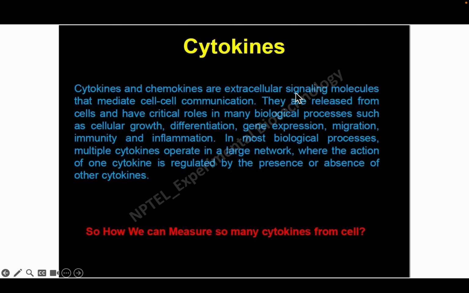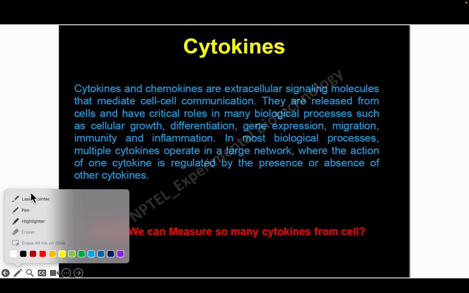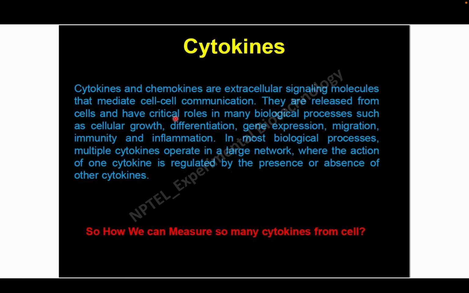So what are cytokines? Cytokines and chemokines are extracellular signaling molecules that mediate cell-cell communication. They are released from the cells and have critical roles in many biological processes such as cellular growth, differentiation, gene expression, migration, immunity, and inflammation. In most biological processes, multiple cytokines operate in a large network where the action of one cytokine is regulated by the presence or absence of other cytokines.